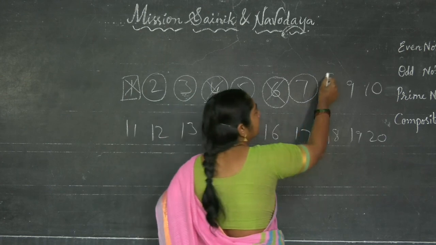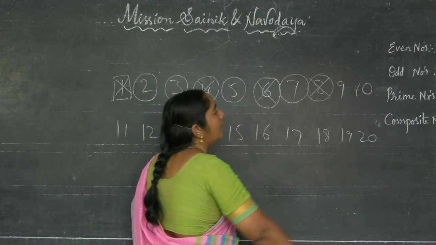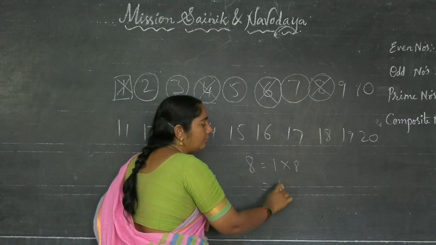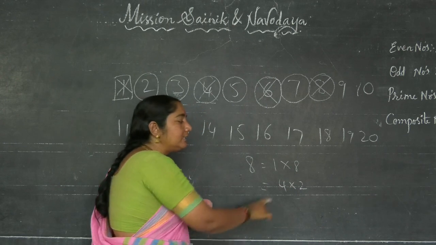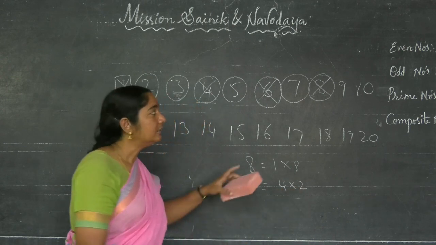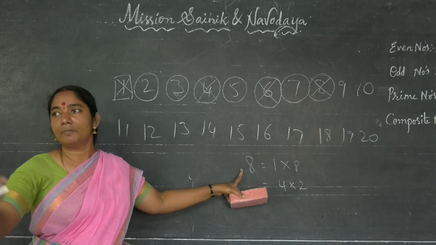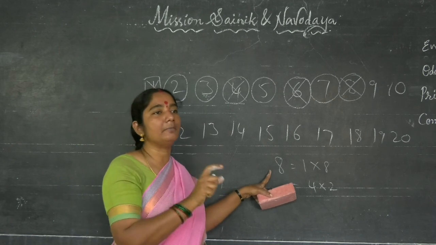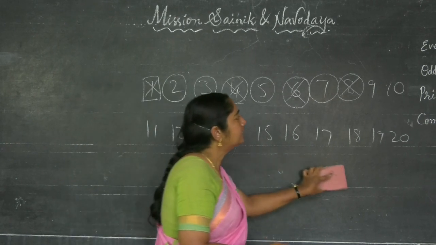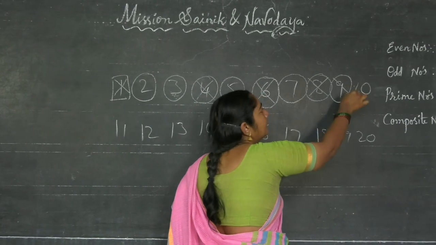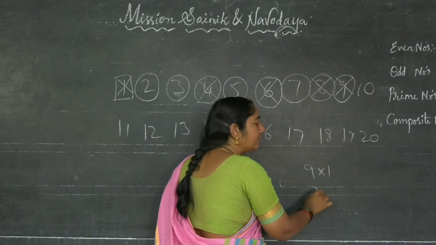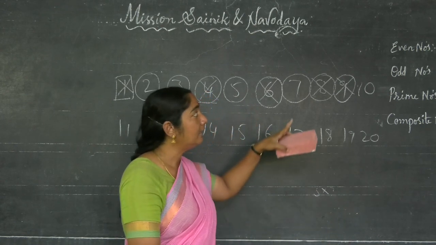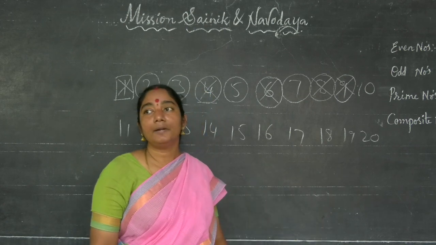Now coming to 8. 8 is a composite number because you can write 8 as 1 into 8 or 4 twos are 8. This is another way you can write. So it is a composite number because more factors are there. If the number and 1 itself are the only factors, such kind of number we call prime. Otherwise it is a composite number. Next 9, we can write 9 as 9 into 1 or even 3 into 3. So it has more than 2 factors, 1 and the number itself. So it is a composite number. It is not a prime number.